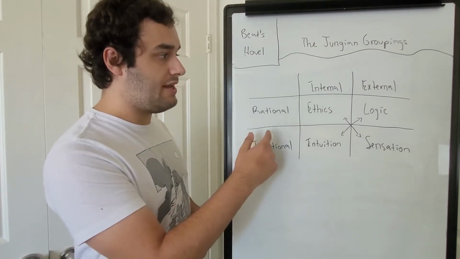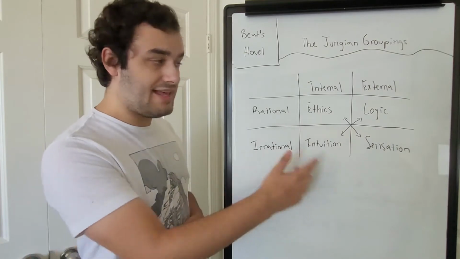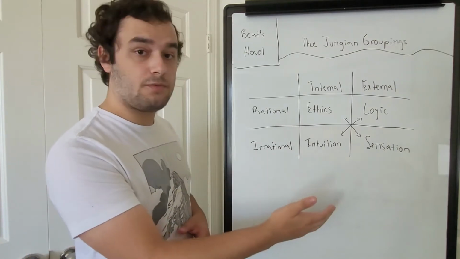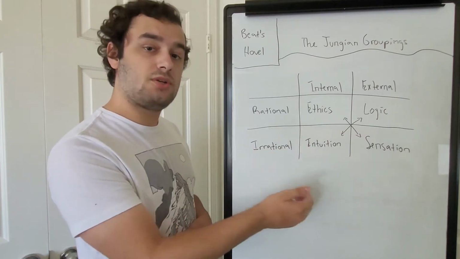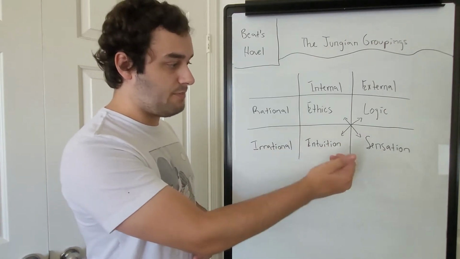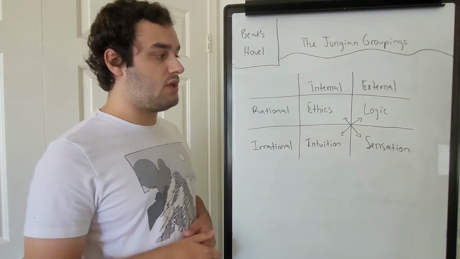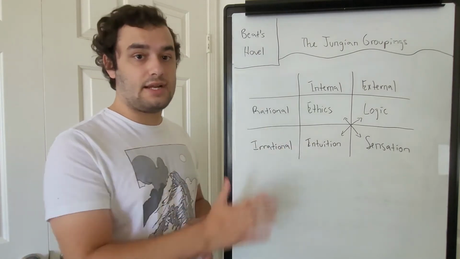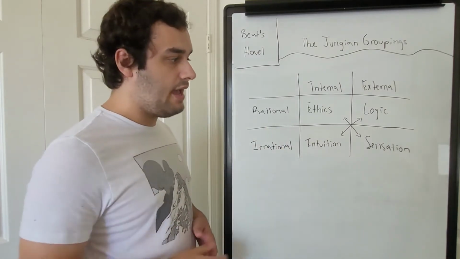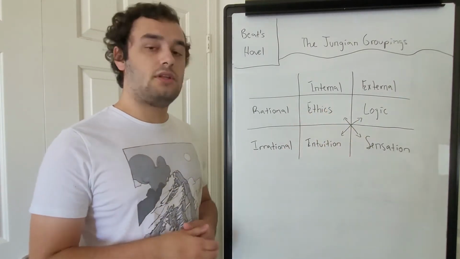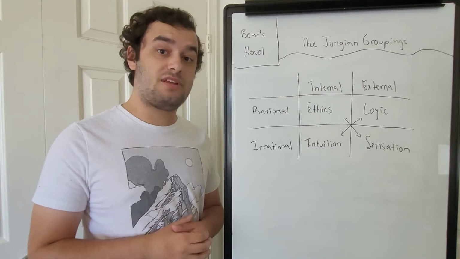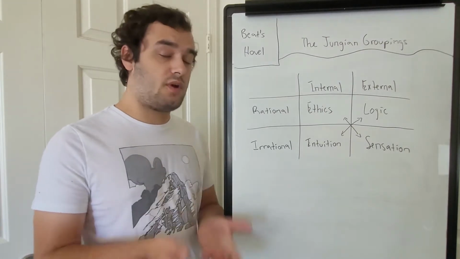So rational and internal information is ethics. Rational and external information is logic. Irrational and internal information is intuition, and irrational and external information is sensation. You could plot any two of the three dichotomies that we learned on here, and the little middle section is the third dichotomy. That's a little unique mathematical property of the groupings that I just wanted to show you really quick.